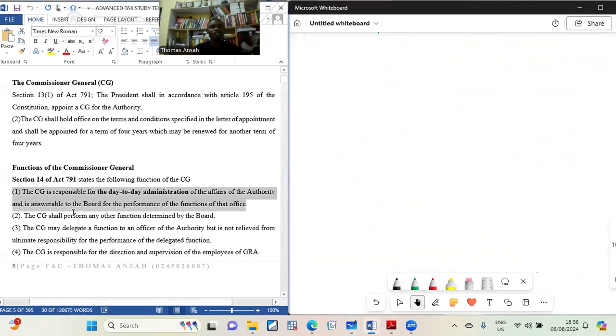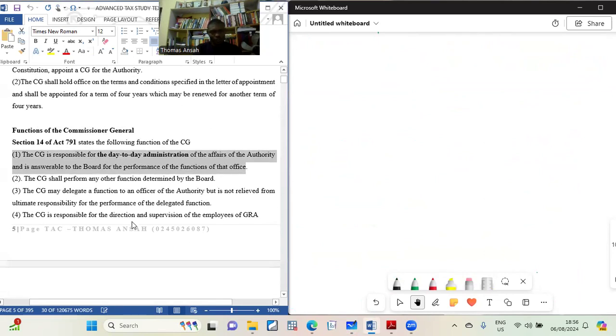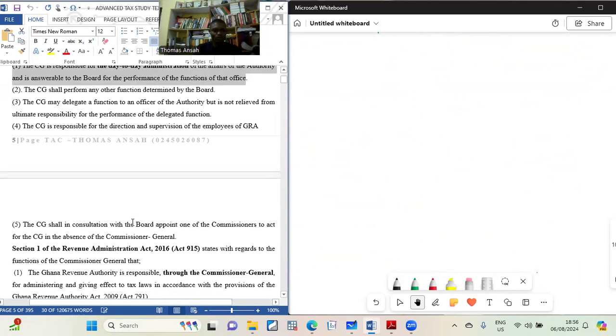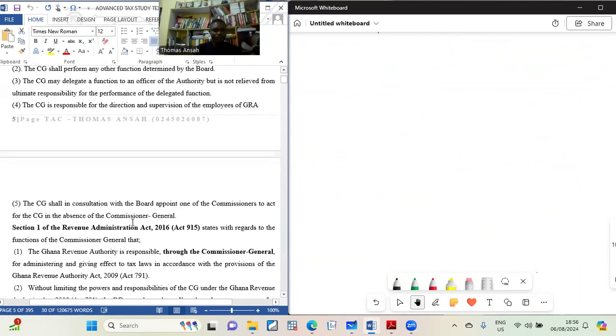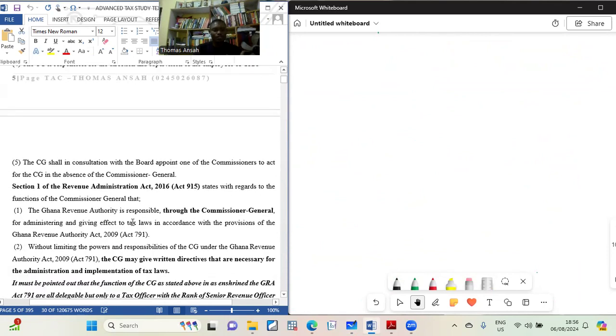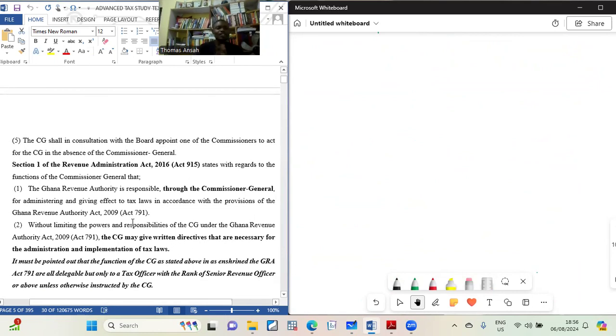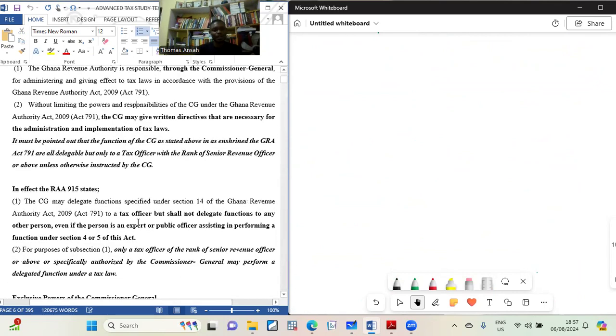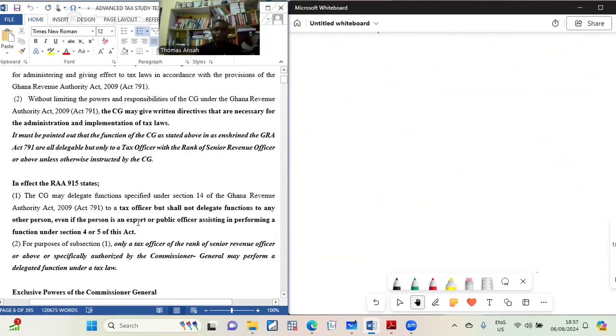So he is for day-to-day administration. He performs the actions as determined by the board. Of course, he can delegate. The job is not a small job, so he can delegate. He can have some consultations and everything. Whatever an MD does in his office, that is what the Commissioner General does. Of course, this part two is not really an examinable area in your exam, but you should know.